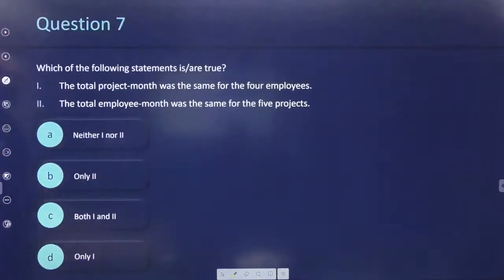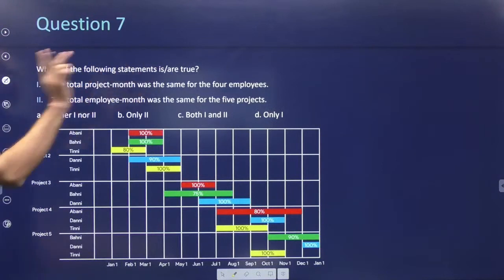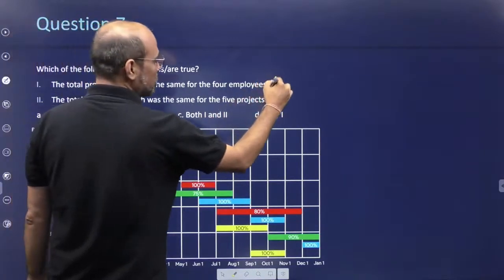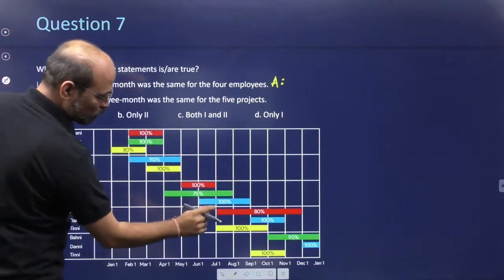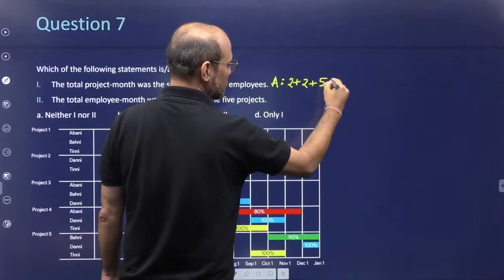So first question is, which of the following statements is or are true? The total project month was the same for the 4 employees, and the total employee month was the same for the 5 projects. So let's look at the graph now. If I talk about total project month, मतलब हर employee total कितना month spend किया project पे. So if I talk about A spent 1, 2, 3, 4 plus 5, right? So 2 plus 2 plus 5, which will result in 9.